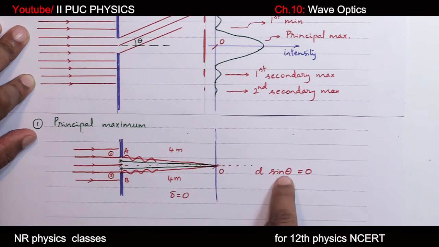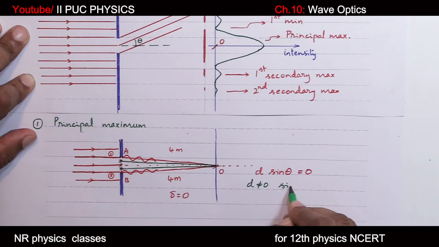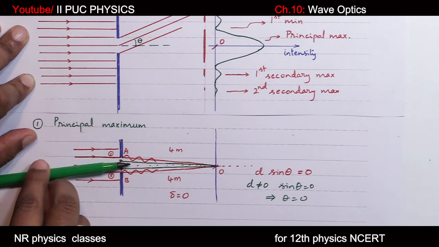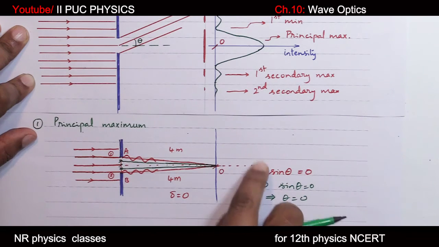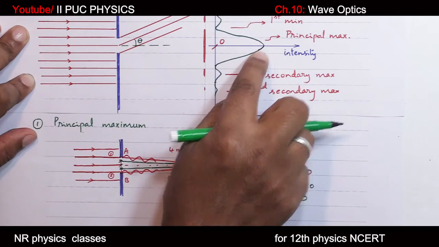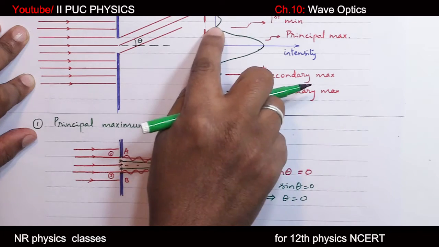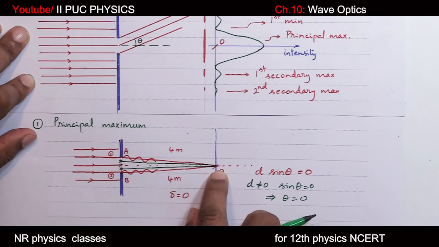So path difference d sine theta equal to 0. Now d cannot be 0, isn't it? d is not 0 because there is slit. Sine theta must be equal to 0. If sine theta is 0 means theta equal to 0. See? If light is traveling straight, only at that region intensity is maximum. That is why we get this peak, and on either side the intensity should decrease. Okay. So where lies the maximum intensity point on the screen means it is always on the median.